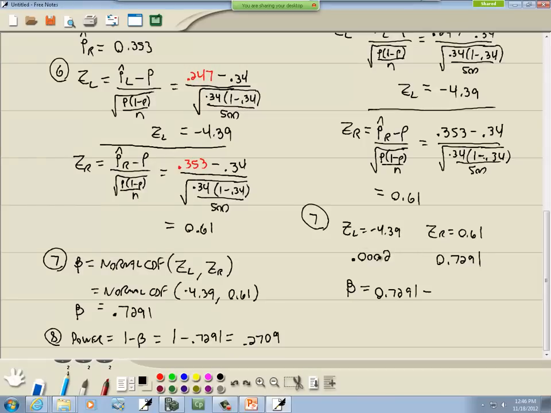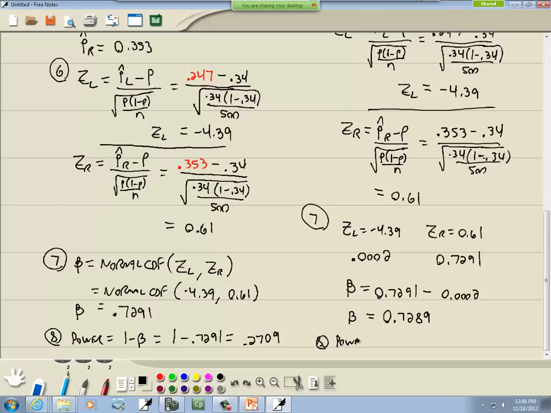Z sub l was this, which gives us, I think I can do this one in my head, maybe 72. Not very good with decimals. Assuming I didn't do that wrong, 0.7289. Well, that's not quite the same, is it? It's close. But when you think about it, 0.7291, 72.91%, 72.89%, those are the one and the same, aren't they?